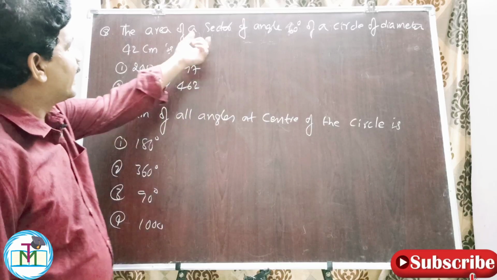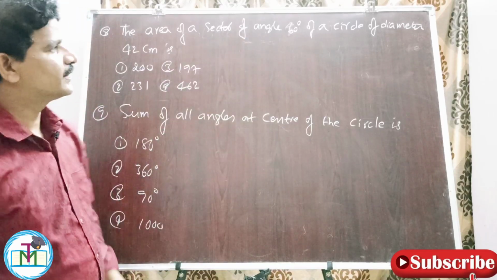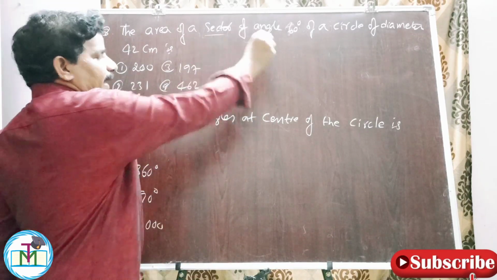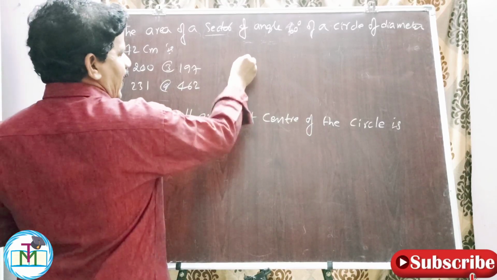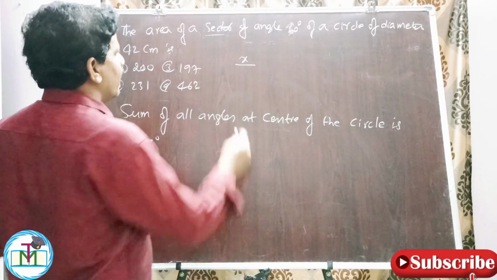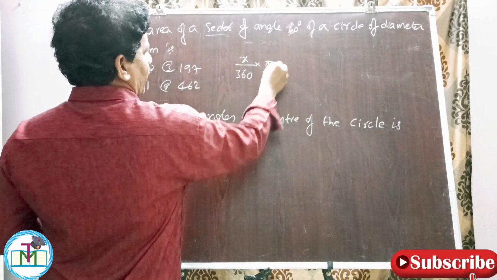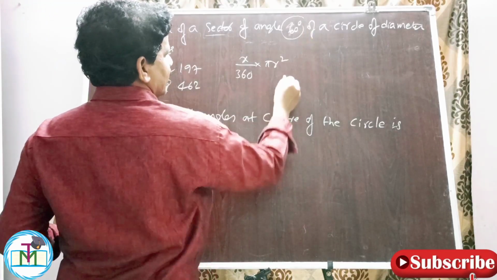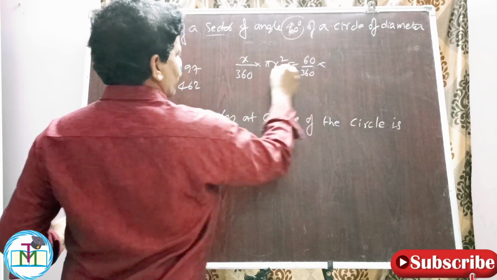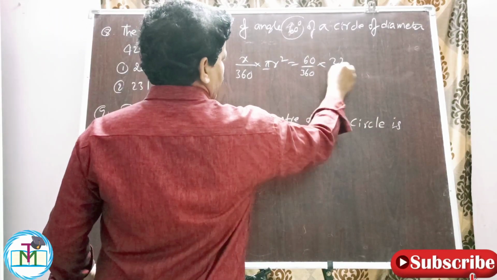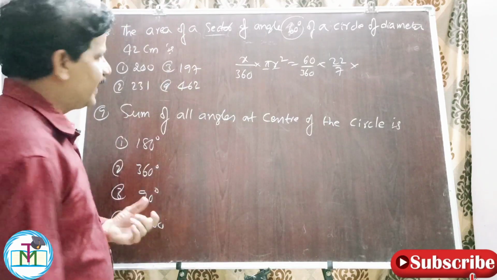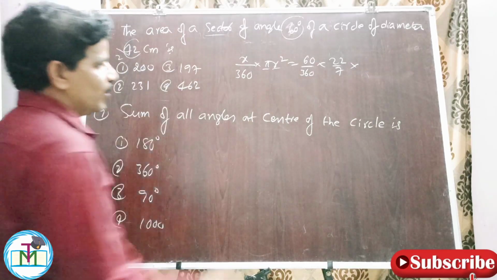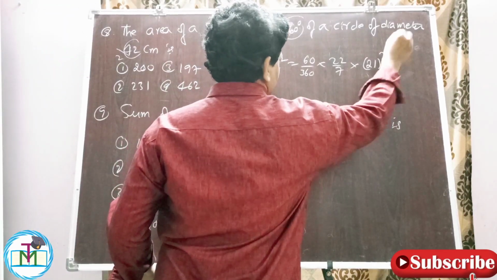Question number 8. The area of a sector of angle 60 degrees of a circle of diameter 42 centimeters is. What is the area of the sector? Area of the sector is given by the angle subtended at the center by 360 degrees into pi r square. Substitute the values in the given formula. X is 60 degrees, therefore 60 by 360 into pi. Pi is 22 by 7, into r square. Radius is diameter by 2, 42 by 2, 21. So radius is equal to 21 centimeters, square.